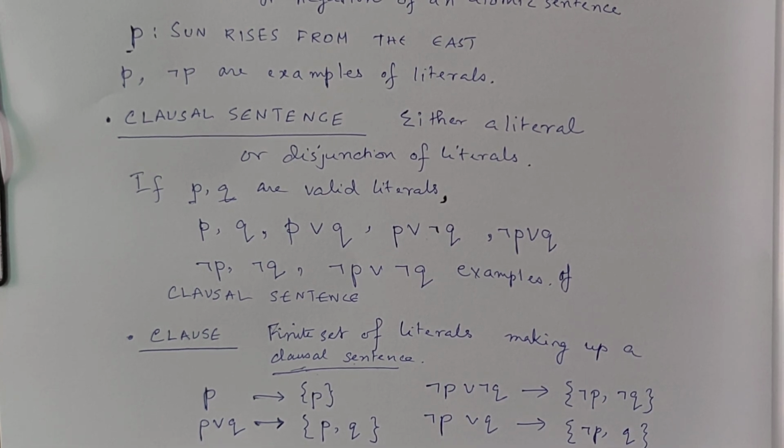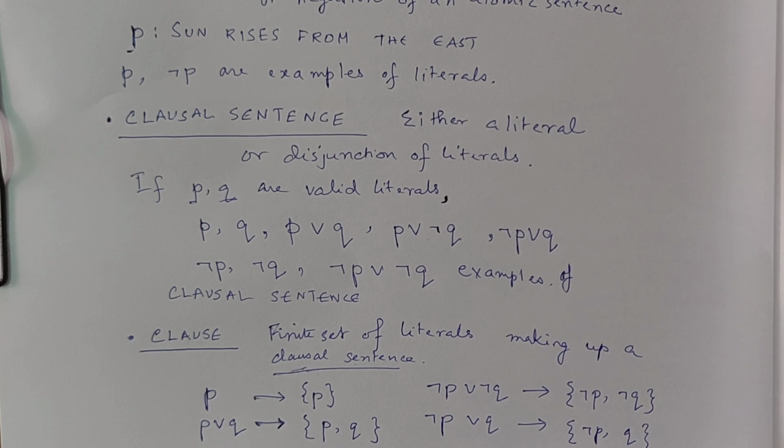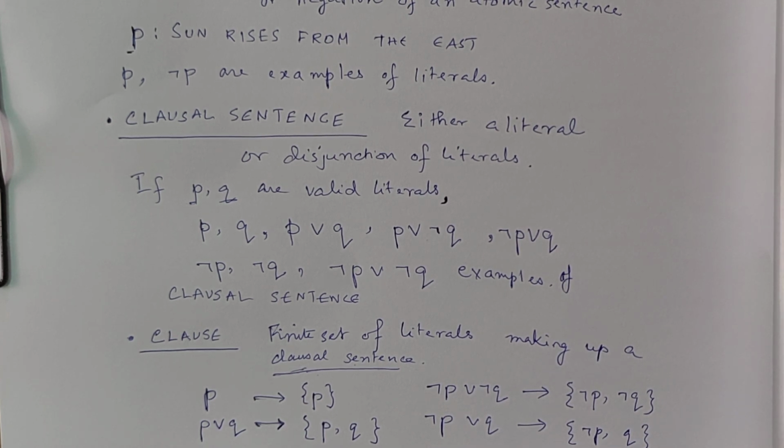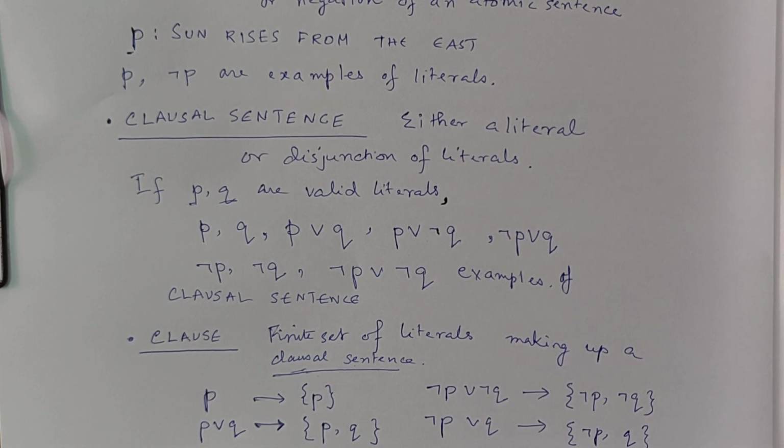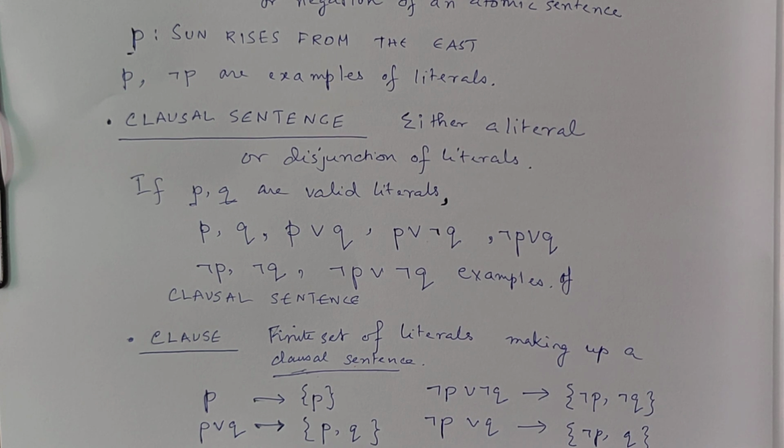So now, given a propositional logic sentence, our ultimate aim will be to convert it into a clause or a set of clauses. Convert that sentence into a set of clauses. Let us see how that is done, and we will see that in the next video lecture. Thank you.